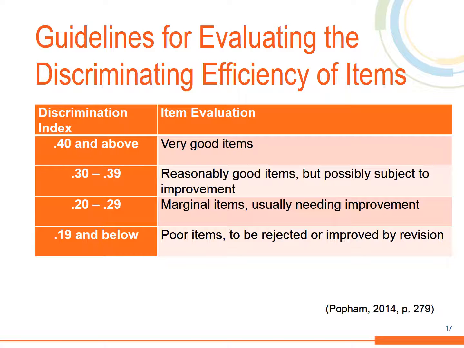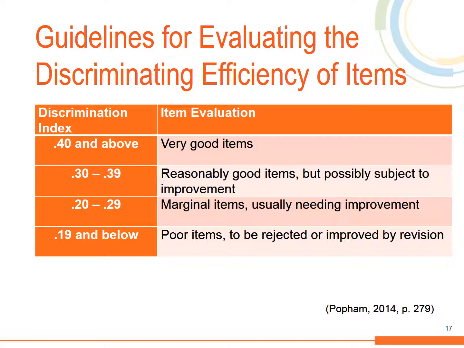This is the guidelines for evaluating the discriminating efficiency of items. So if you get a number that's 0.40 or above, then that's really known as a very good item. Basically what that's saying is that students who are overall doing very well on this test are also overall doing very well on this item, while students who are doing poorly on the test are doing very poorly on this item. This item really reflects exactly what the test as a whole reflects, and that's what you want items to do. You can see the numbers decrease and it gets down to 0.19 and below are poor items.